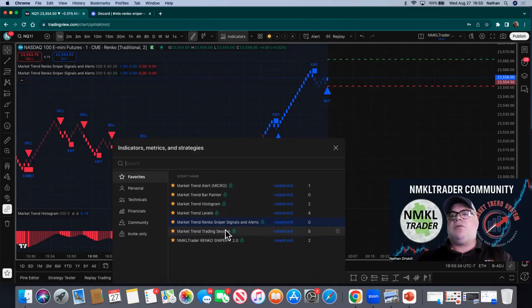Then now, don't worry about how it looks just yet. We're going to go in and make some settings here in a little bit. Now you want to load the NMKLTrader Renko Sniper V2 2.0. Okay, that's the next one to load.